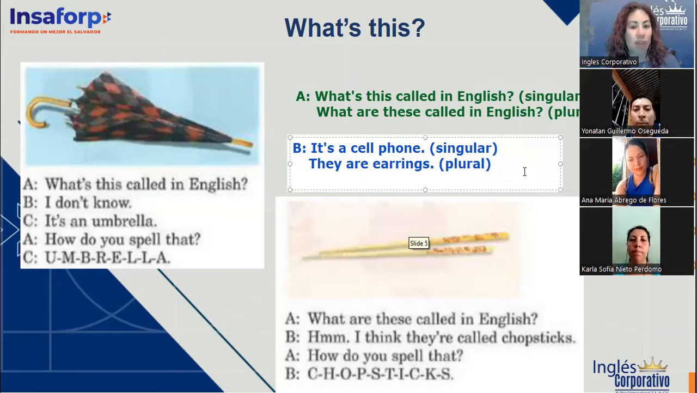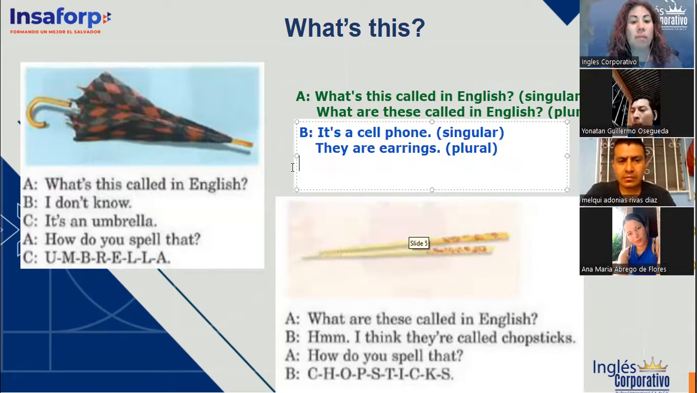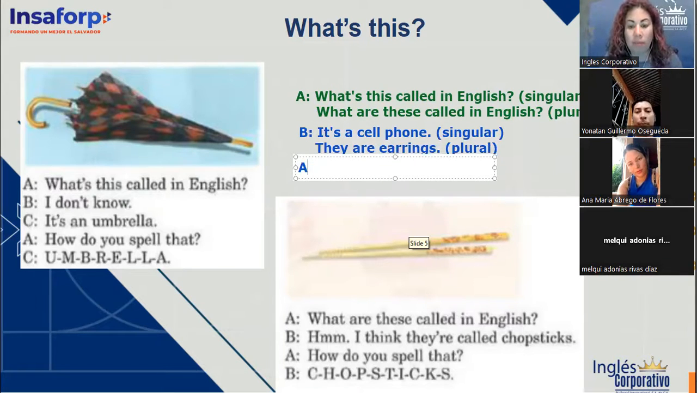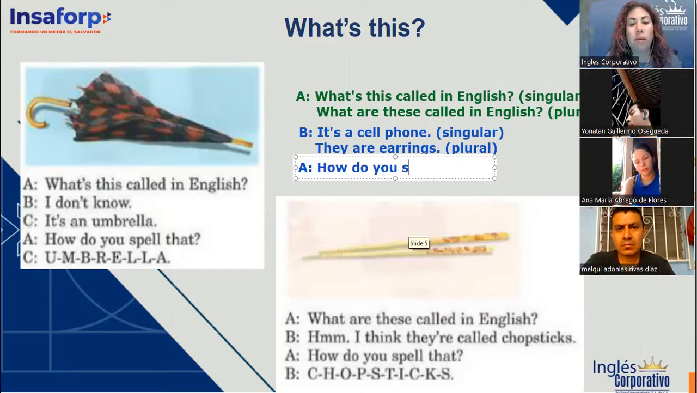Yes. Okay. And then you're going to spell them out. So for example, for student A, to give an example, we'll say, it's a cell phone. You can ask, how do you spell that? That's going to be student A.